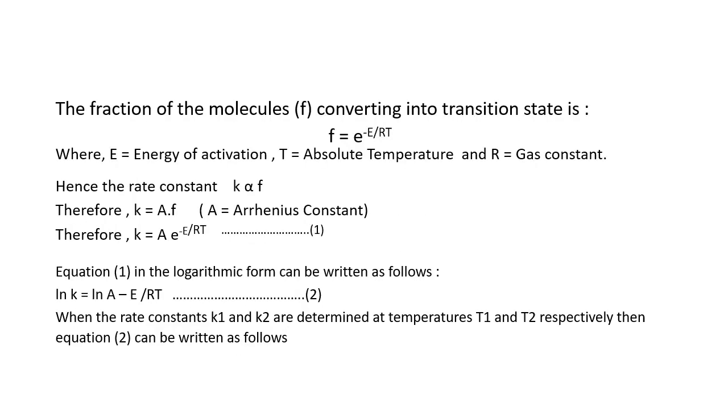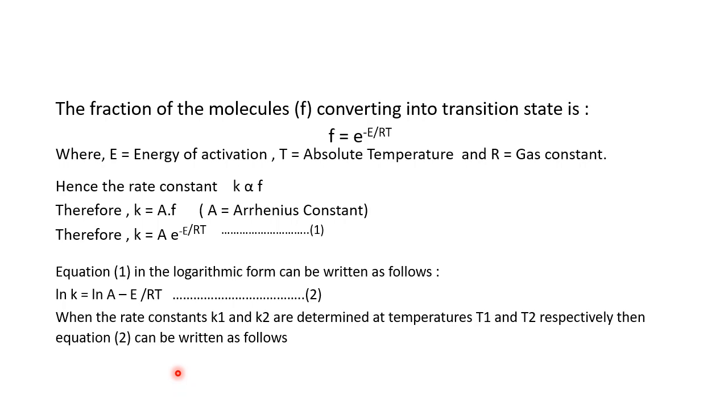Now the fraction of the molecules F which gets converted into the transition state, that is the reactant molecules whose energy level is less getting converted into a transition state where the energy level is high, is given as F is equal to e raised to minus E upon RT, where e, of course you know, is the exponential. The capital E stands for energy of activation, capital T stands for absolute temperature, and capital R is the gas constant.